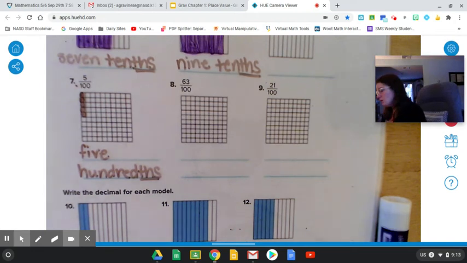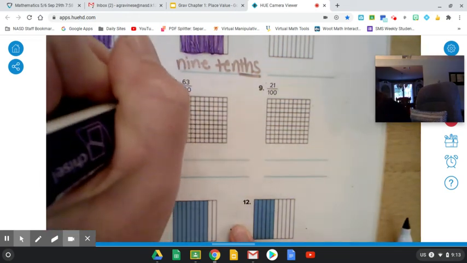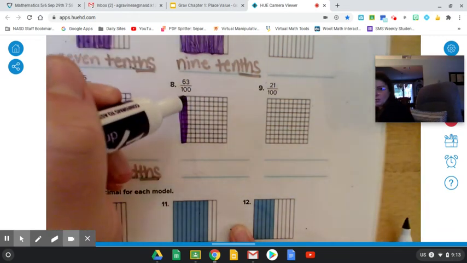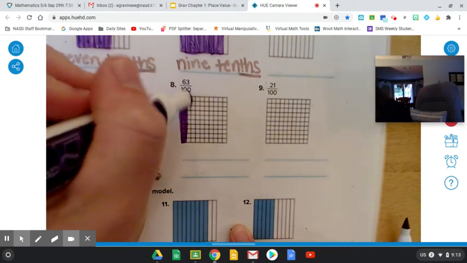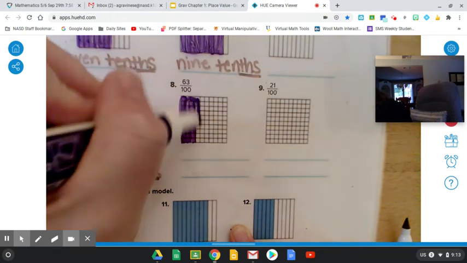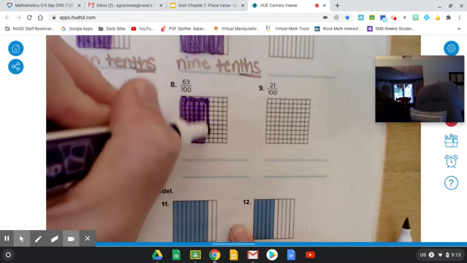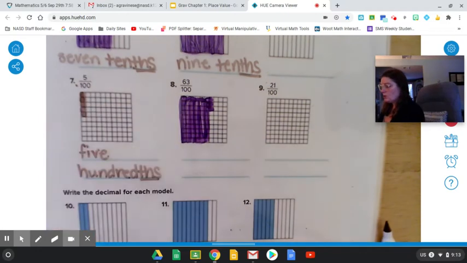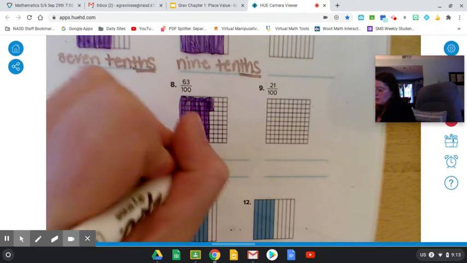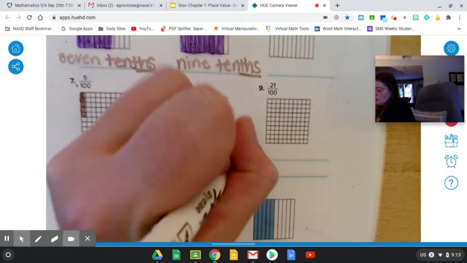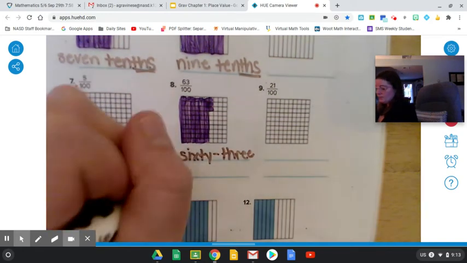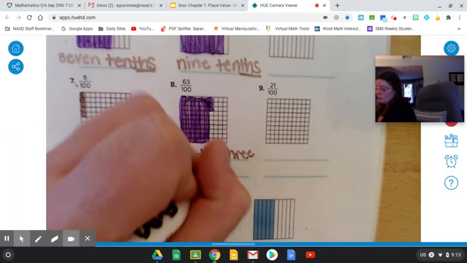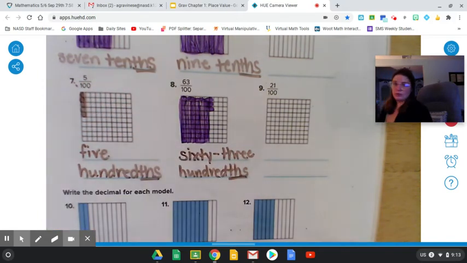Okay, let's see how you did. 63 hundredths. So I need to shade in 10. I can count by tens because I know there's 10 in each column. 10, 20, 30, 40, 50, 60, 1, 2, 3. So there are 63 hundredths, and I write that as sixty-three hundredths. Make sure you have your THS.